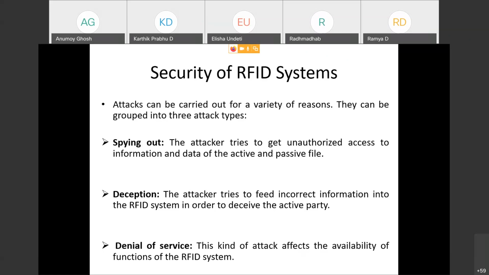Suppose for toll tax also, if the reader is tampered in such a way, or if the controller is tampered in such a way, even the middleware may be tampered in such a way that the reader will not be able to retrieve the data of the tag for deduction of money while the card is passing under the reader antenna. So that is known as the denial of service.